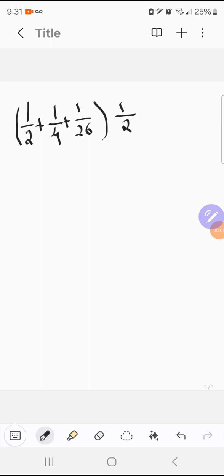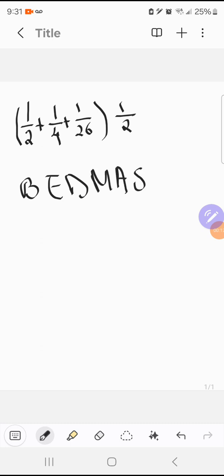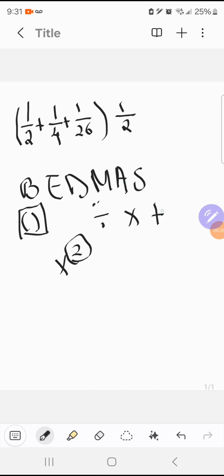So, first of all, in order to solve these types of equations, you need to be familiar with the term BEDMAS. BEDMAS is just a term that summarizes the steps you need to do in order to reach the solution. B stands for brackets, which are these wonky little things. E stands for exponents, which is whatever the small number is on top of a regular number. D stands for division, M stands for multiplication, A stands for addition, and S stands for subtraction.